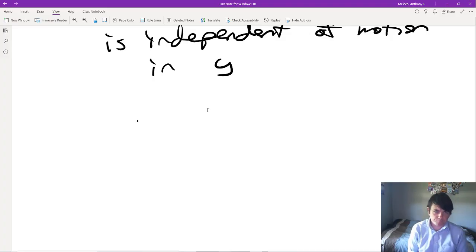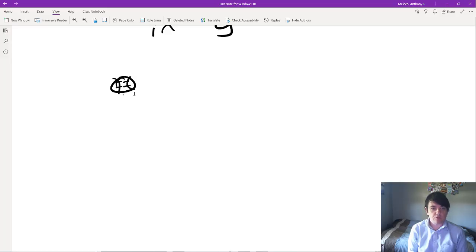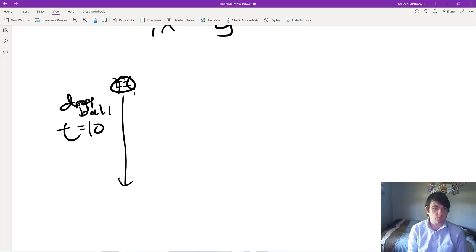So what this means for us is that if you were to drop a ball, say this would take 10 seconds. If you were to just drop a ball, it would take 10 seconds to hit the ground.